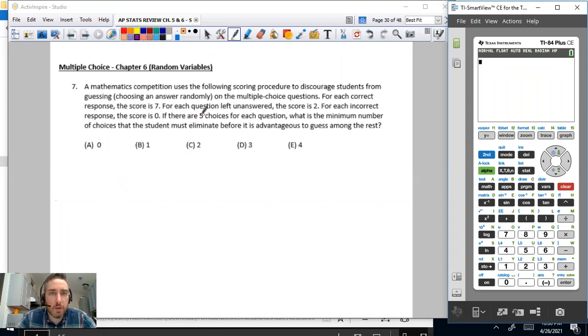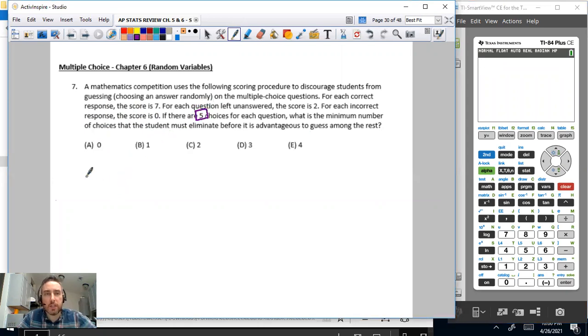All right, let's start with, we have 5 choices. And we're going to start by eliminating 0. So what do I mean when I say eliminate 0? What I mean is you're going to keep all 5 choices and you're just going to guess. So what is the probability of winning for each correct response if you guess? Well, with 5 answer choices, you've got a 1 in 5 chance of getting it.